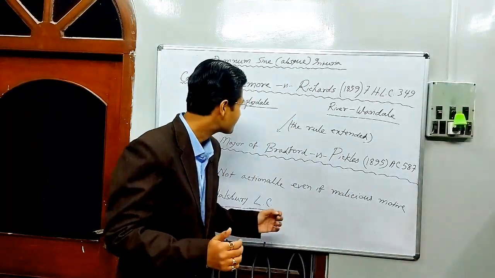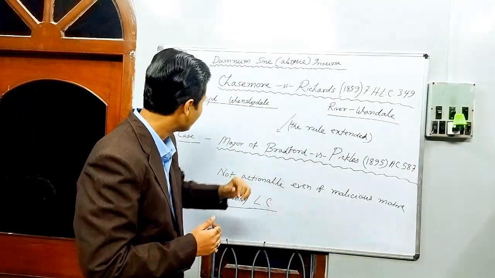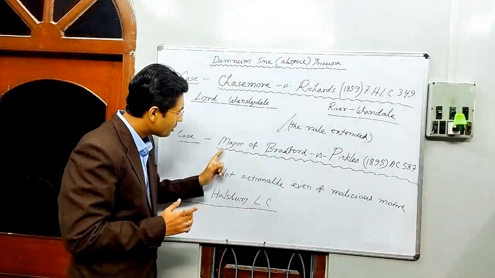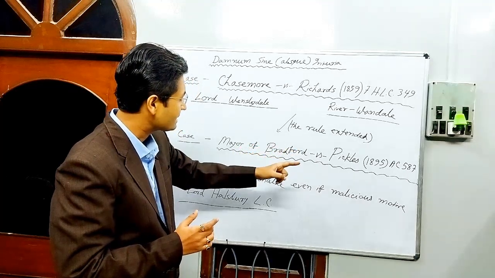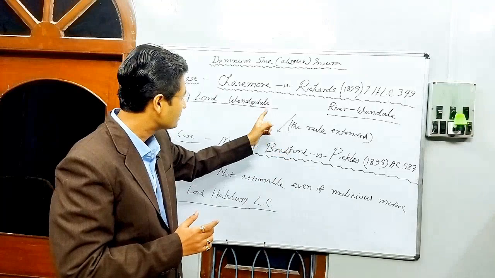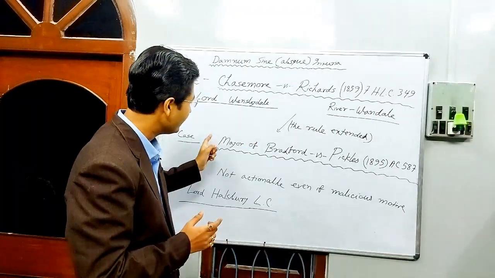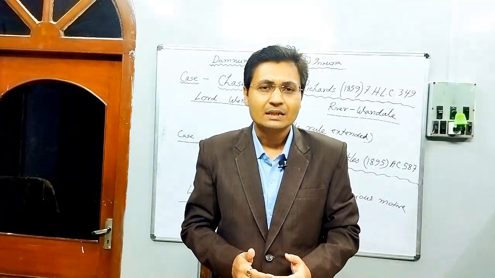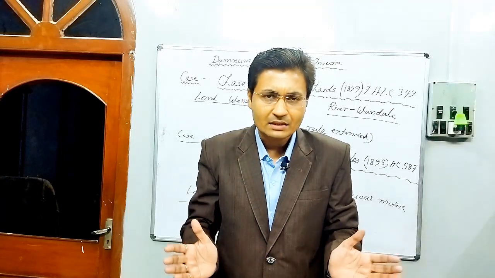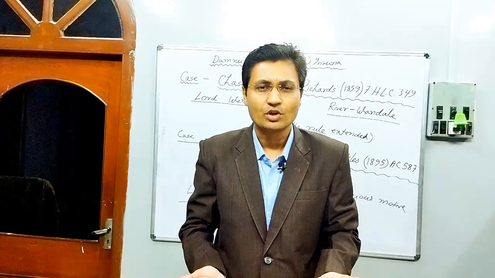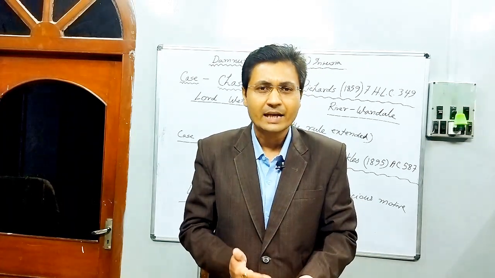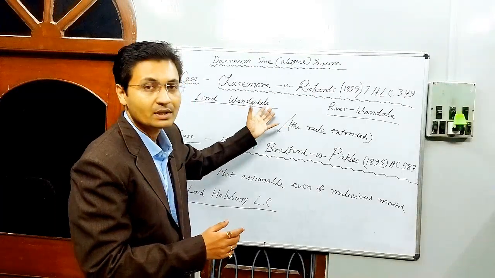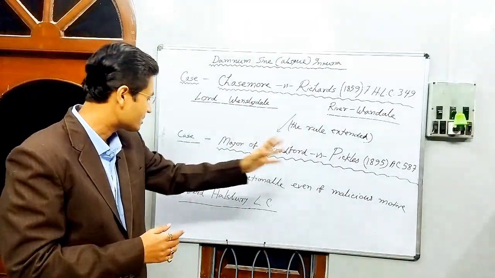So, this doctrine, as I have stated, Chasemore versus Richards in the year 1859, Lord Wensleydale stated, and the concerned river was River Wandle. In Mayor of Bradford versus Pickles, this rule was extended. This rule which I have discussed was further extended in the Mayor of Bradford versus Pickles case, because it was decided by the court in this case that even if the defendant has done such an act with a malicious motive, if there is malicious intention, still he cannot be held responsible. So the rule given in the earlier judgment, Chasemore versus Richards, was further extended by this case, Mayor of Bradford versus Pickles, by Lord Halsbury.